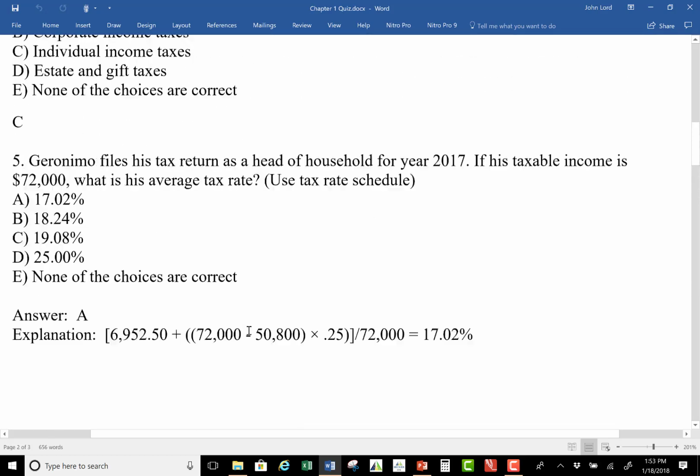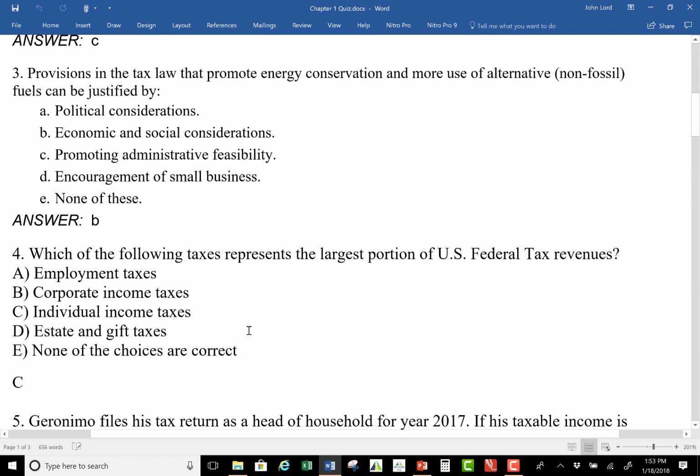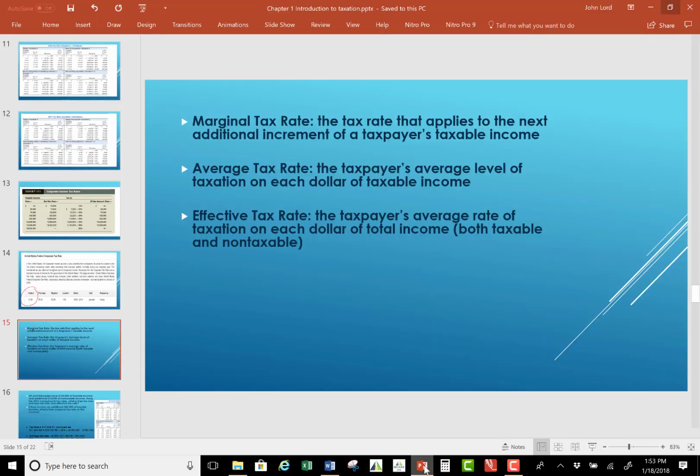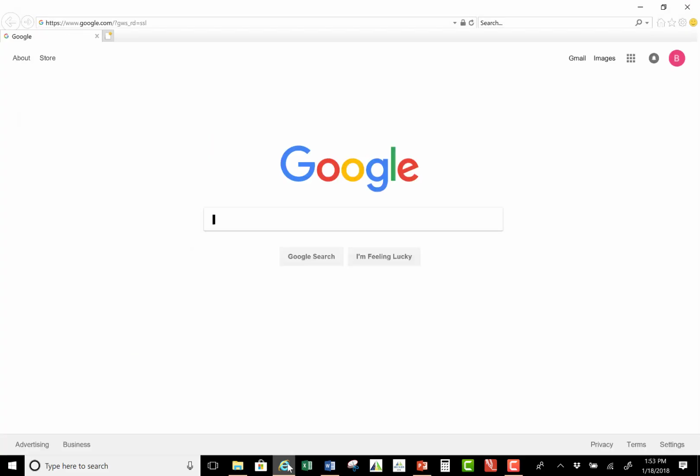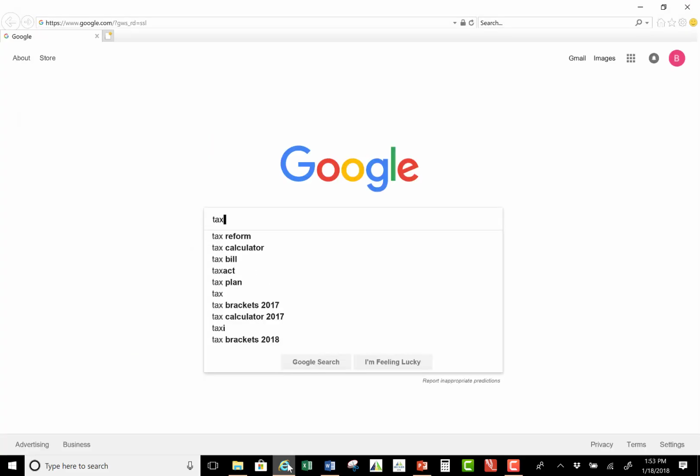Yes, sir. Can you explain the difference between the tax table and the tax rate schedules? One's a category, right? They're still broken up by category. So if you look here, this is the tax rate schedules. But if we had the tax table, I'm just going to Google it for you real quick, hopefully I have connectivity, so you can just see what the tax table looks like. Tax tables 2017.